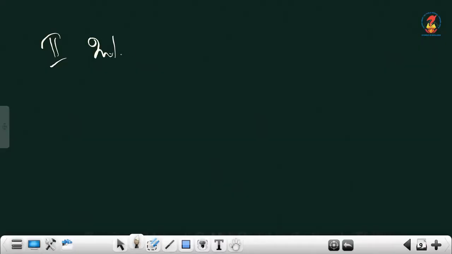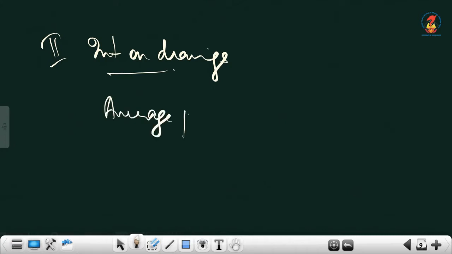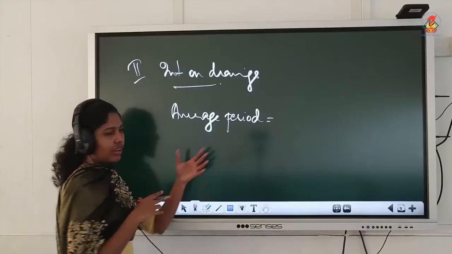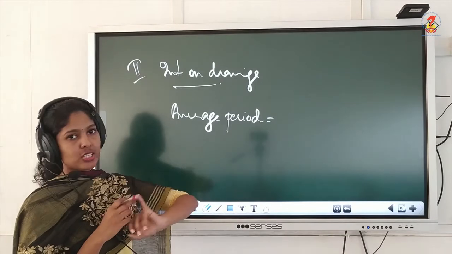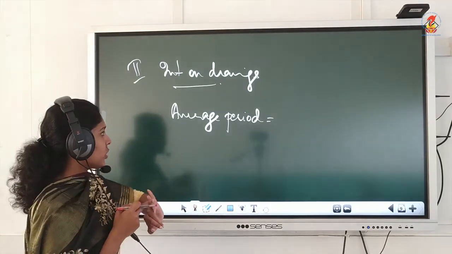Again, you have to apply the formula for interest on drawings, which is equal to total drawings into rate by 100 into average period, and we need to get the average period. We'll be discussing how to compute average period in every situation. So just write the formula once again so that you will learn it. Months left after first drawings plus months left after last drawings by 2.